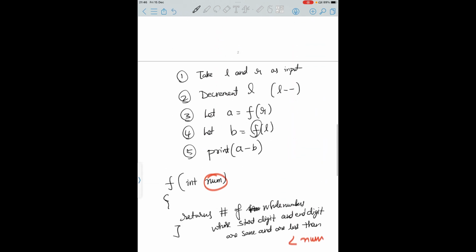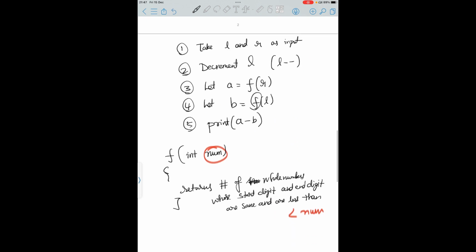Since you got an intuition from the above code that we need to use some kind of recursion, let's see how we can approach this. To understand this, simply build the recursion for small test cases. Suppose the number equals 1. How many whole numbers are there such that their start and end digits are the same? There are only 0 and 1 that are less than or equal to this number. So the output would be 2. So f of 1 equals 2.